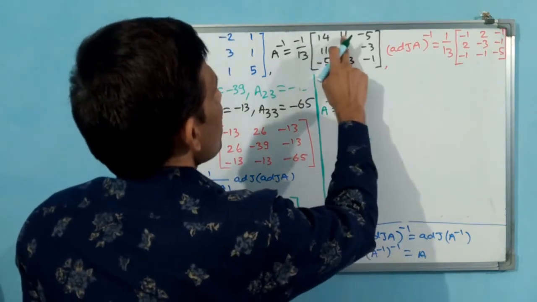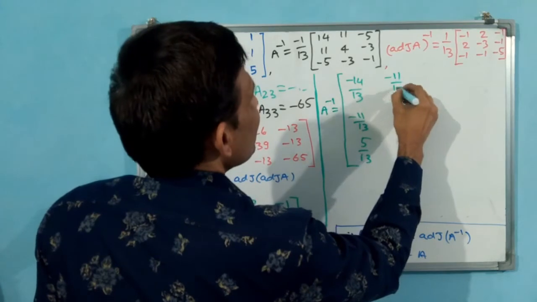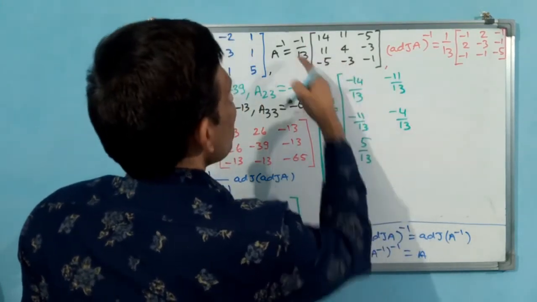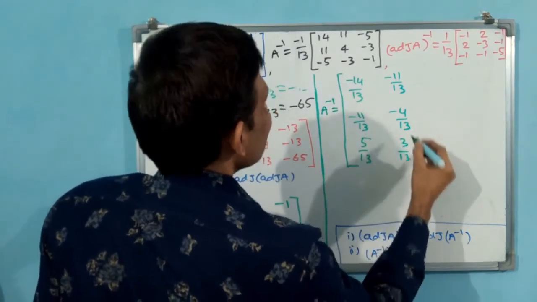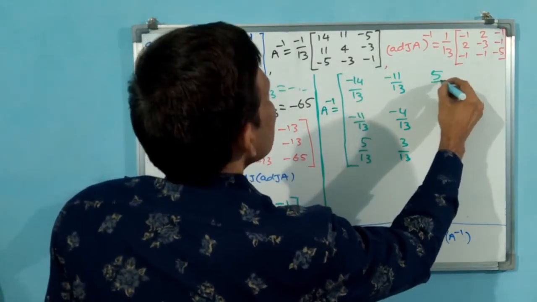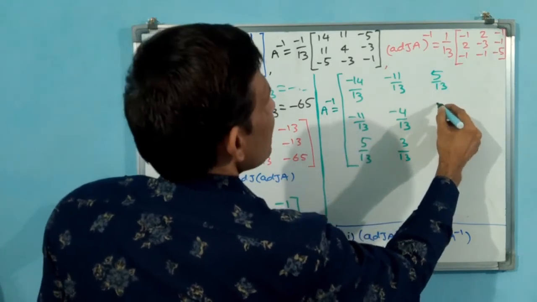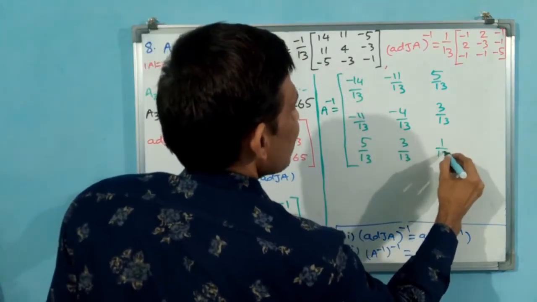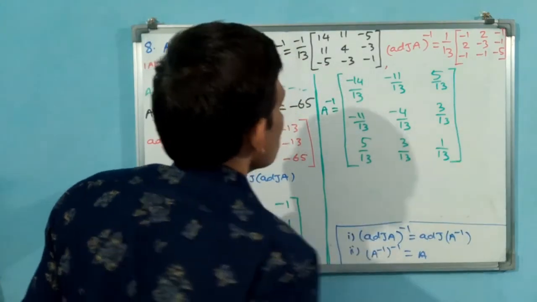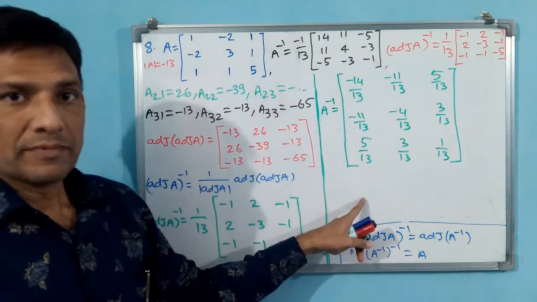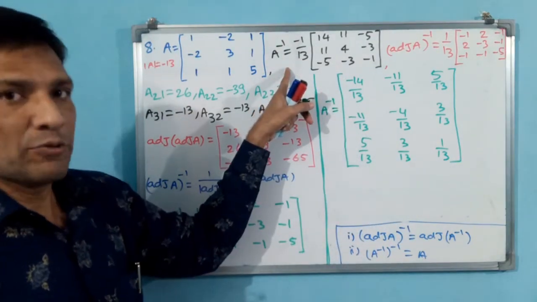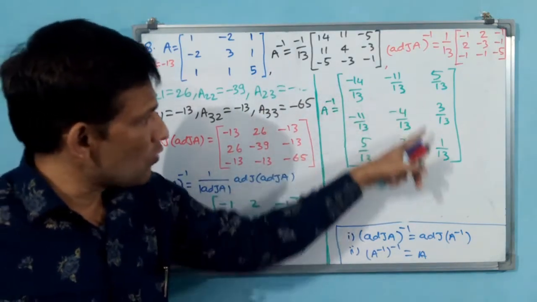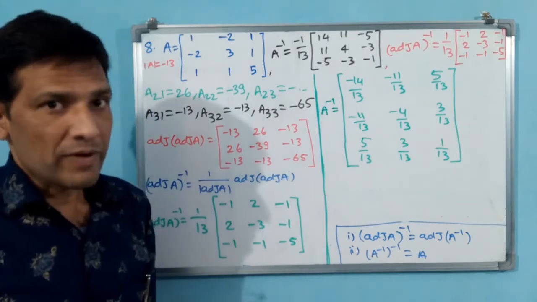Okay, next you see minus 11 by 13, minus 4 by 13, plus 3 by 13, 5 by 13, 3 by 13. Why? Because minus is going to get cancelled. 1 by 13. Is it okay first? Now this is A inverse. Already we have taken minus 1 by 13 common. Already this is the determinant, but we have sent it inside. For finding minors you have to send it inside, or else you are not able to find minors.